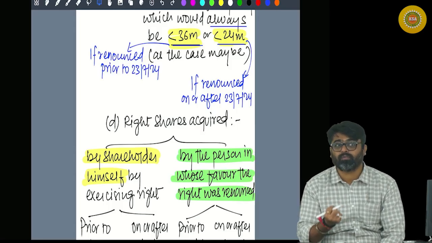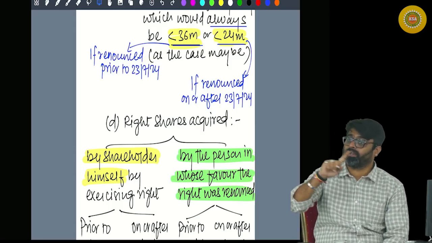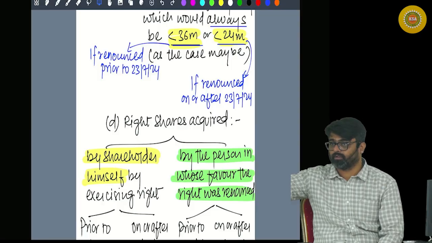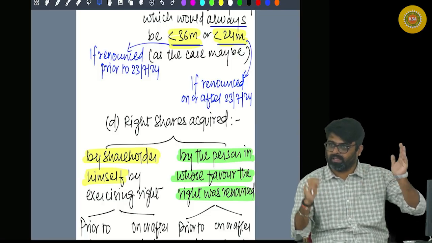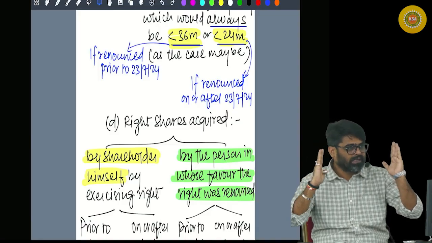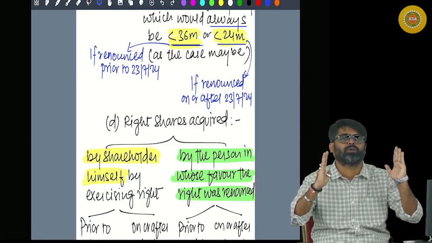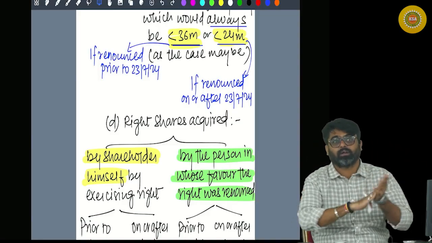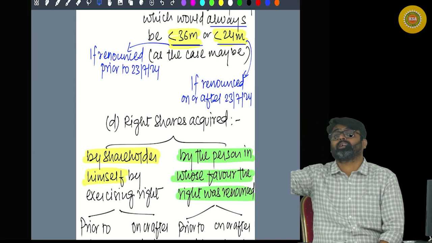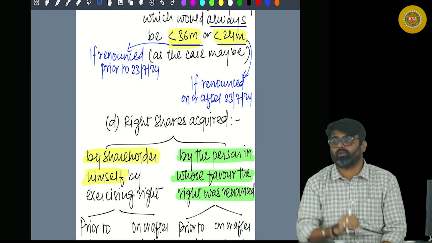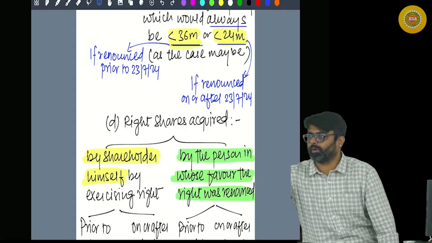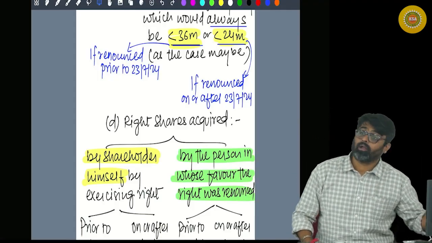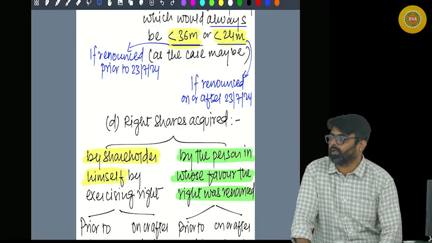Period of holding of listed shares, you have to check 12 months. From where to where? Date of purchase to date of sale. This is the period of holding for listed shares. 12 months you have to check. From which date to which date will the period of holding be checked for unlisted shares? Date of purchase to date of... I will give you a tight slap if you do that.